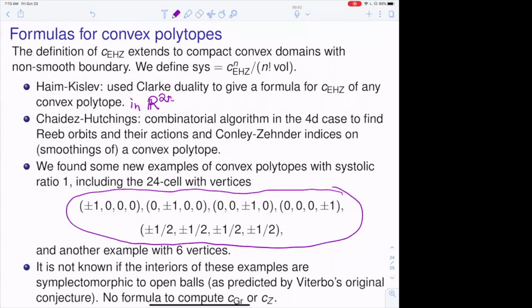By computer, we found an example with 6 vertices instead of 24 that has systolic ratio 1, so that was very non-obvious. And Viterbo's original conjecture would tell us that the interiors of these polytopes should be symplectomorphic to open balls, but I don't know if that's true. And I don't have any formula in general to compute Gromov width or cylinder capacity. Anyway, that's a little introduction to some of the conjectures that I lose sleep over. That's the end of my talk. Thank you very much.